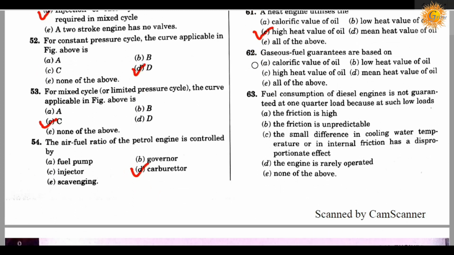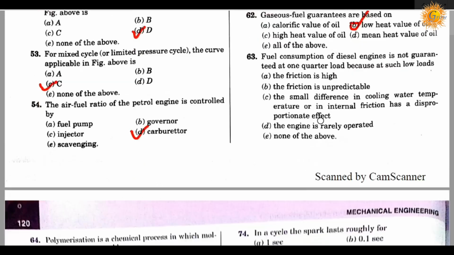Question number 62. Gaseous fuel guarantees are based on: option A, calorific value of oil; option B, low heat value of oil; option C, high heat value of oil; option D, mean heat value of oil; option E, all of the above. So the correct answer is B, low heat value of oil.